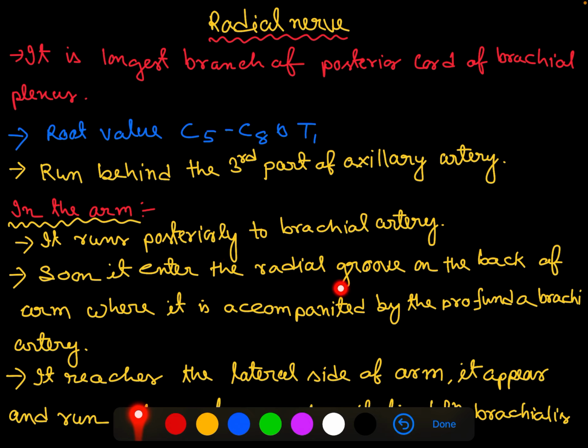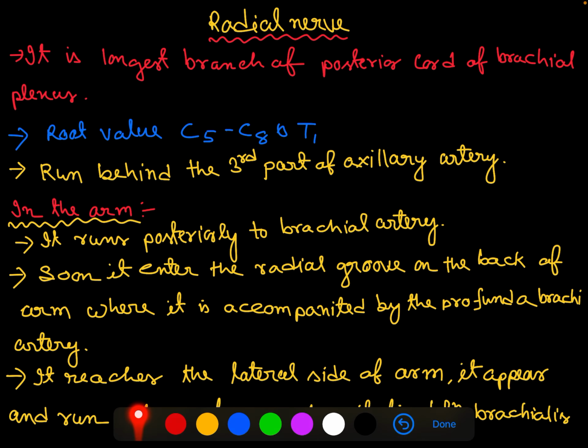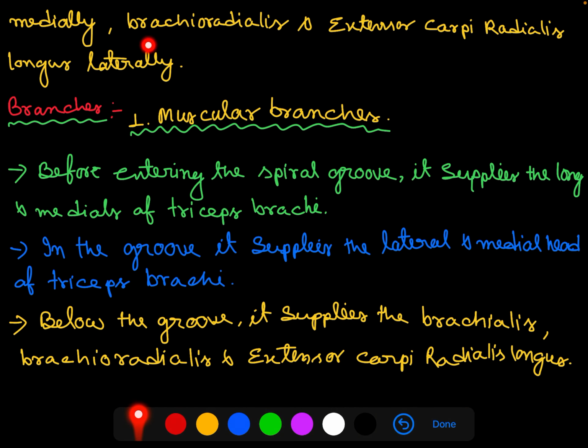Soon it enters the radial groove on the back of the arm, where it is accompanied by the profunda brachii artery. It reaches the lateral side of the arm. It appears and runs in front of the arm, where it lies between the brachialis muscle medially and brachioradialis and extensor carpi radialis longus laterally.